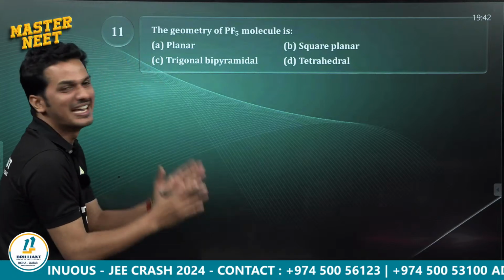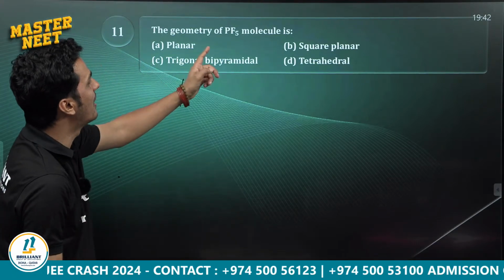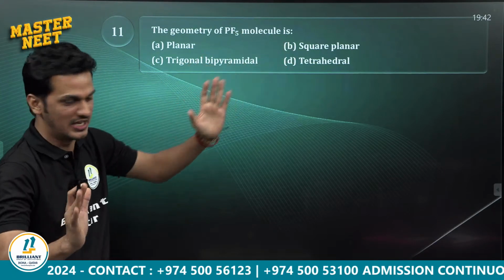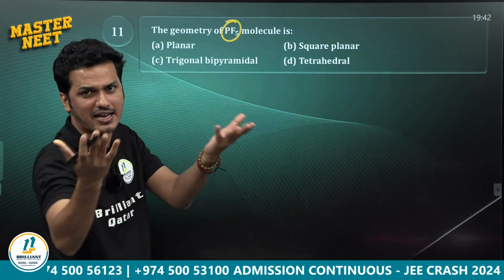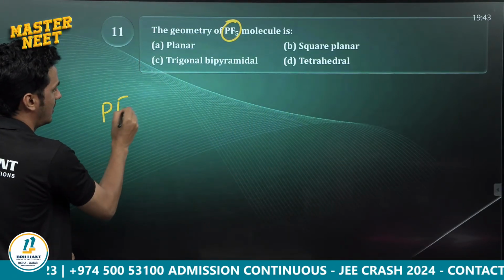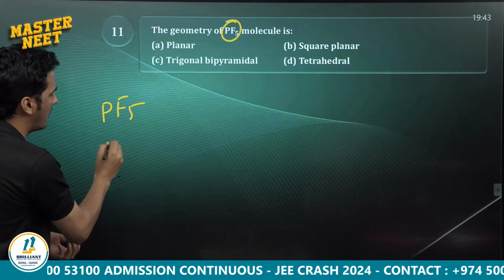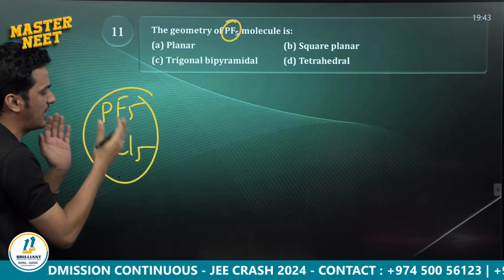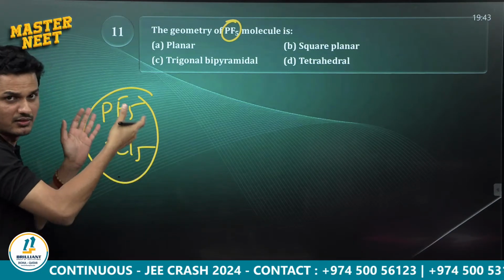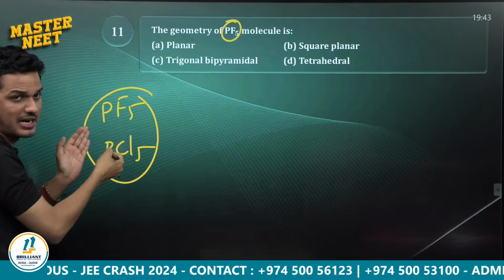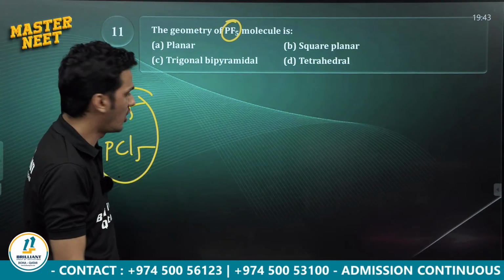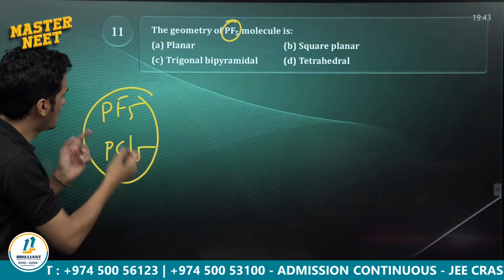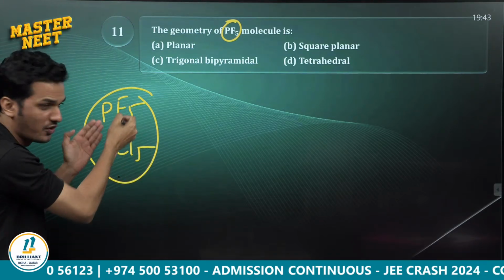So this is the first question, guys. The geometry of PF5 molecule is. It's actually a simple, direct question. We know PF5. We can simply compare it with PCl5. PCl5 and PF5 are nearly the same. The phosphorus central atom, and fluorine and chlorine belong to the same group, so automatically their shape will be the same. Only fluorine and chlorine are different.